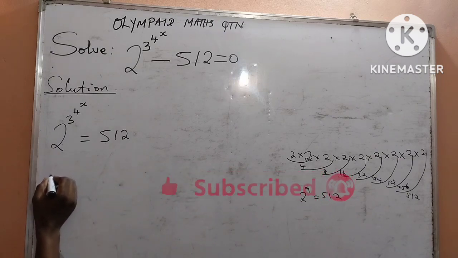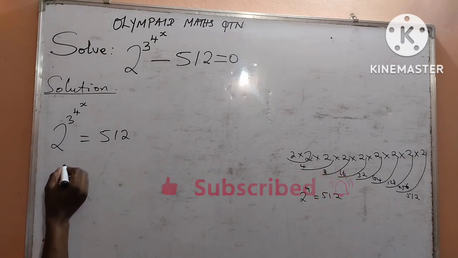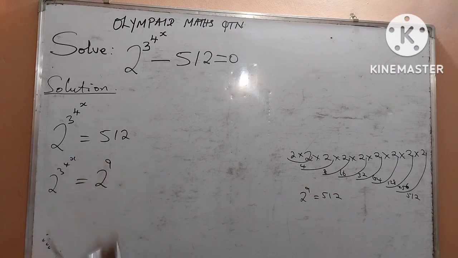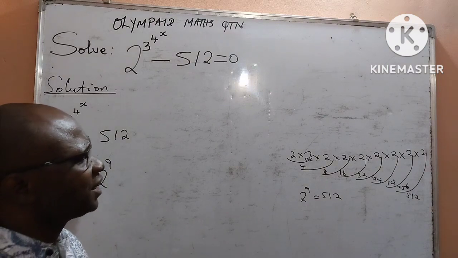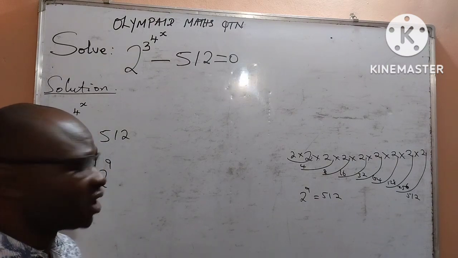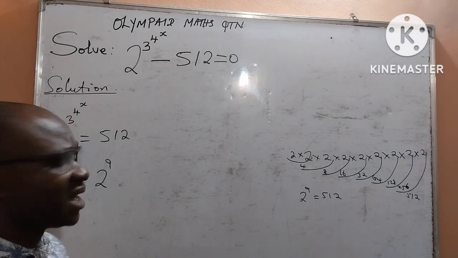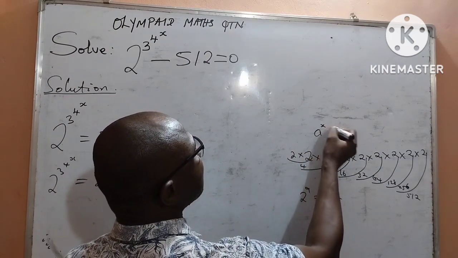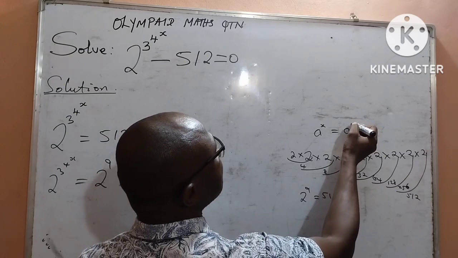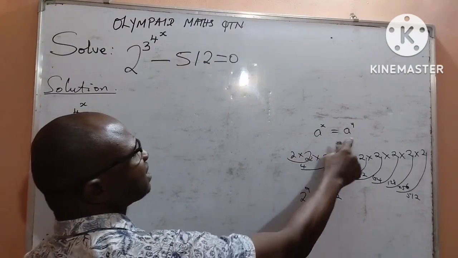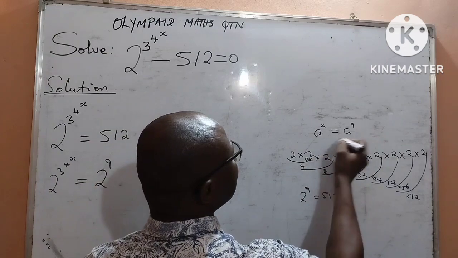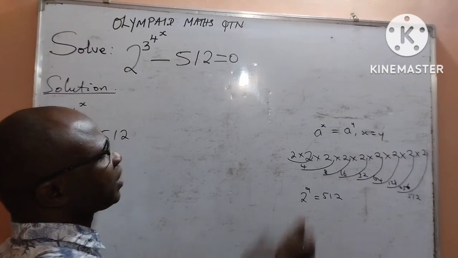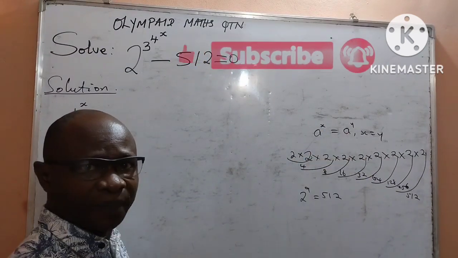And this is going to be 2 raised to 3 raised to 4 raised to x is equal to 2 raised to 9. Very good. At this point, I want us to make use of this law of indices that says if I have a raised to power x equal to a raised to power y, when the bases are equal, automatically the powers will be equal. So x will be equal to y. When the bases are the same, the powers should be equal.